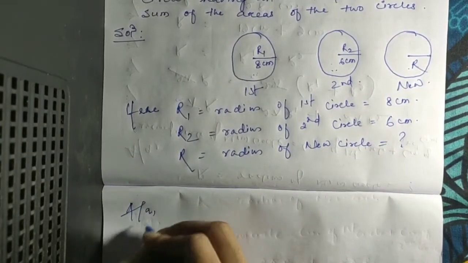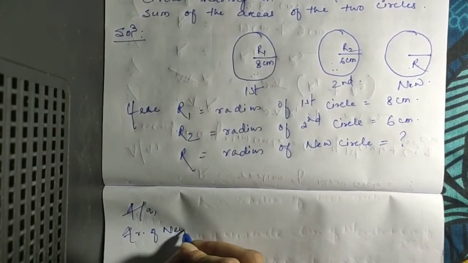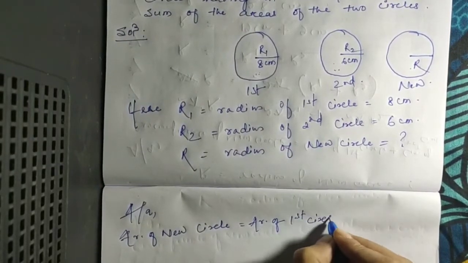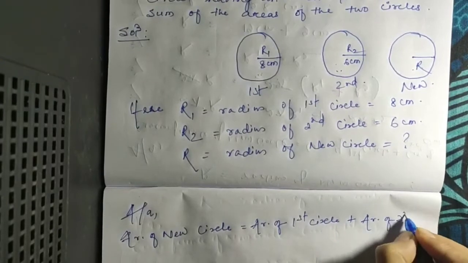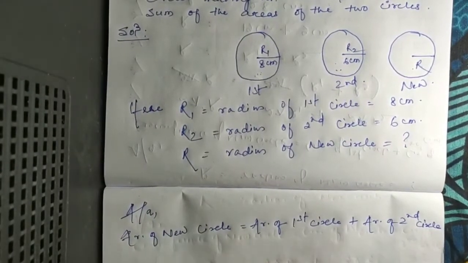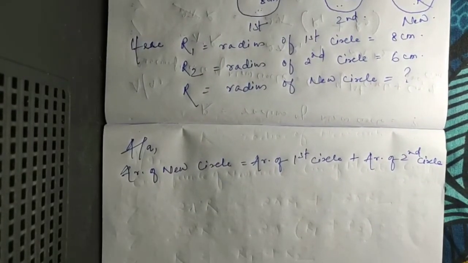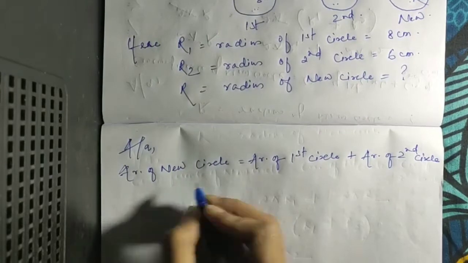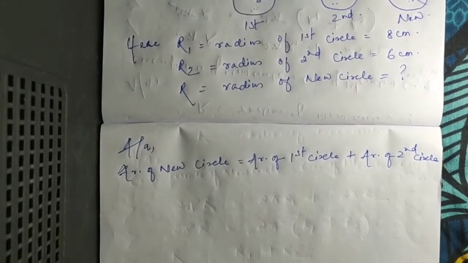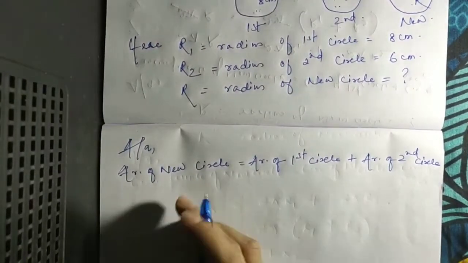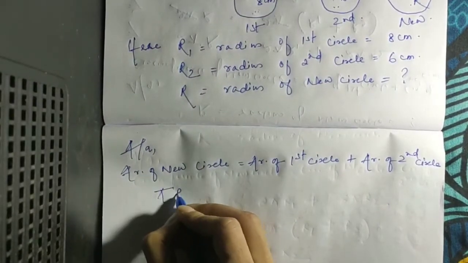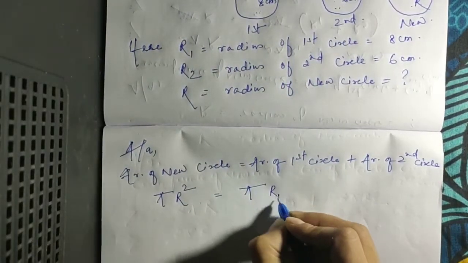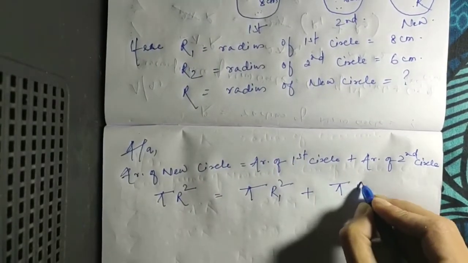The condition is that the area of the new circle is equal to the area of the first circle plus the area of the second circle. The area of a circle formula is pi r square. Remember, my dear students, the area of the circle formula is pi r square. The formula is the same for the new circle, first circle and second circle. Only the radius changes because they are different circles. New circle radius is r, so pi r square is equal to the area of the first circle, pi r1 square, plus the area of the second circle, pi r2 square.